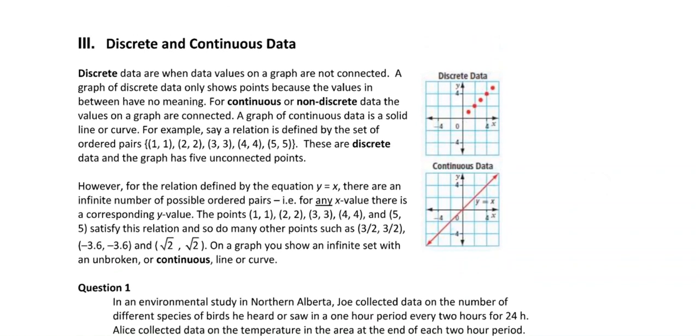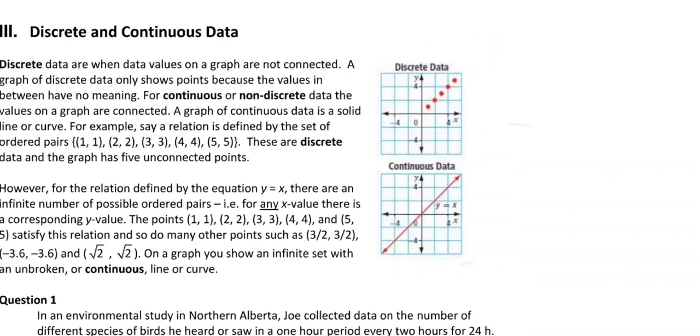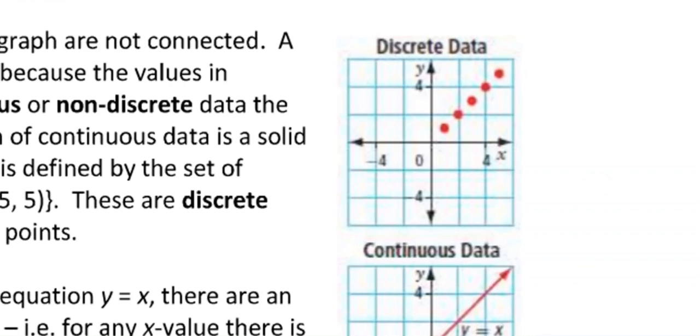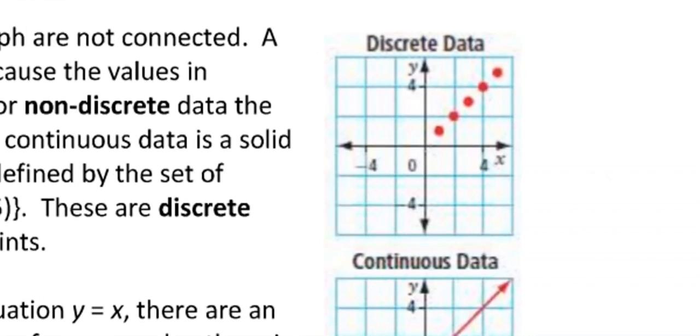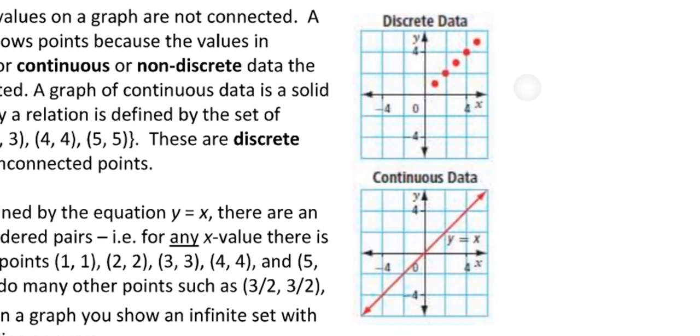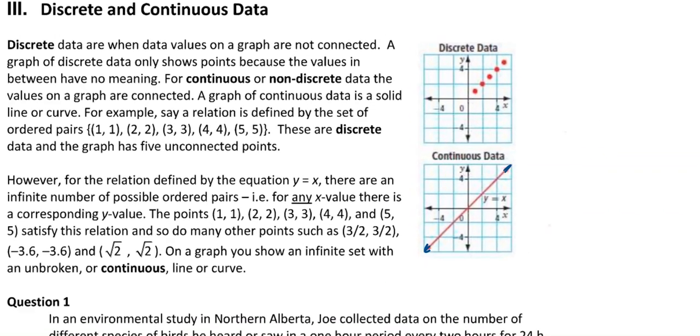Okay, now discrete versus continuous data. So this is really getting at when do we connect the dots and when do we not connect the dots, right? So you see in this graph, we have discrete data. That's going to be our dots, they stay as dots on our graph. And then continuous, we'd actually have a line that goes forever that way and forever that way in the end.